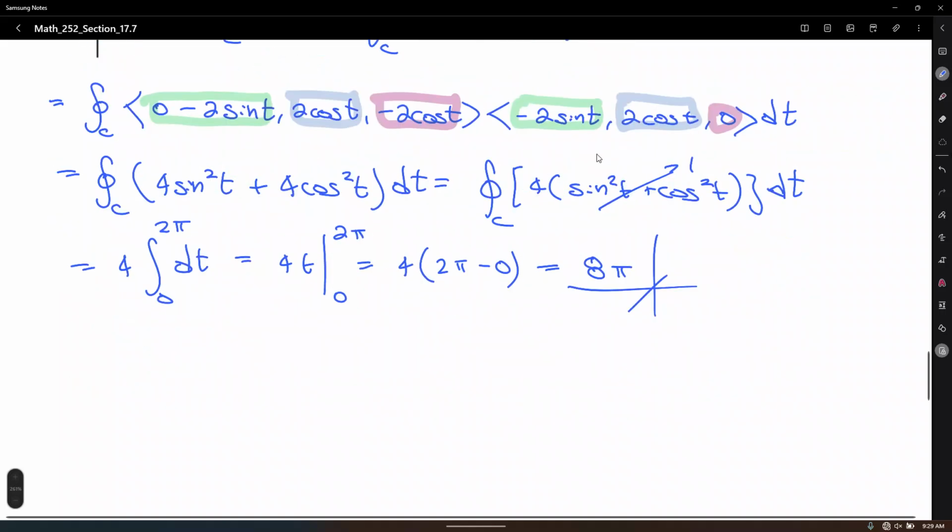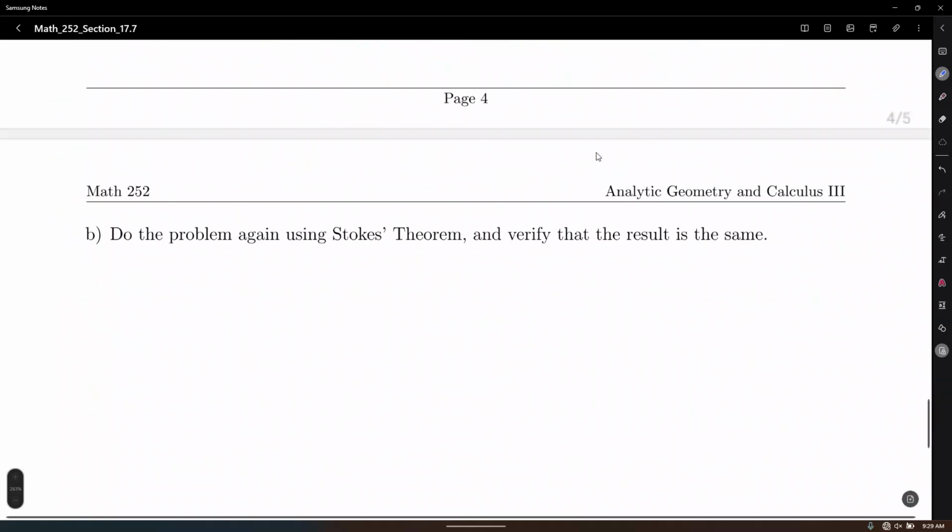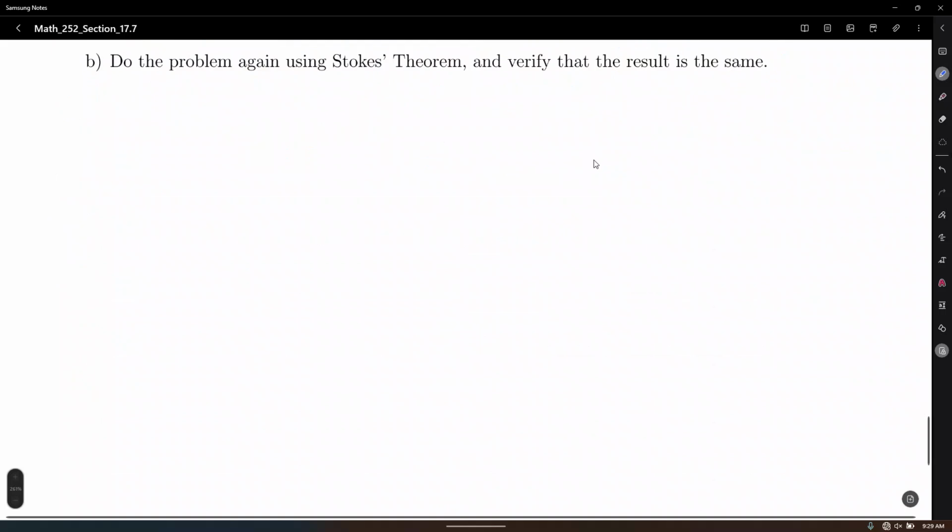Okay, part B. Let's go to the next page, and we will do the same problem again, but this time using Stokes' theorem and verify that the result is the same. All right, let's take a deep breath because this one is going to take a good minute.